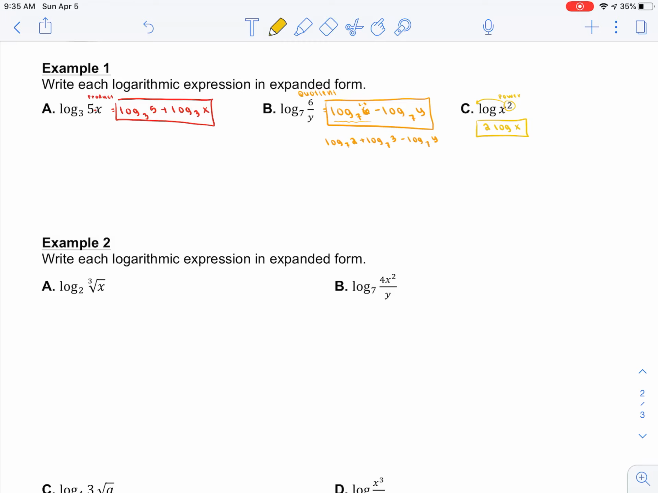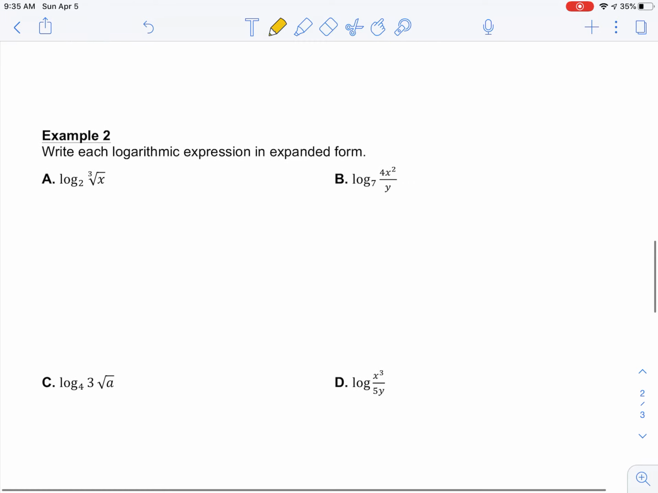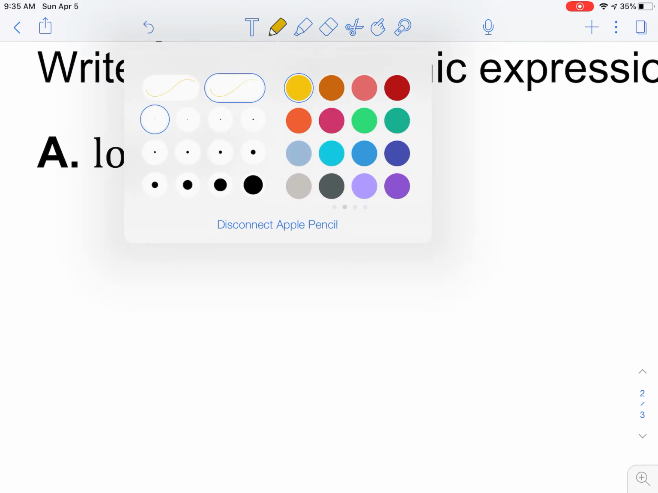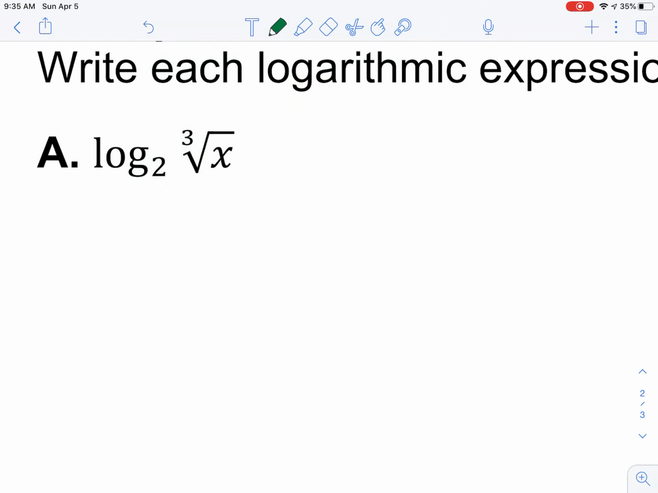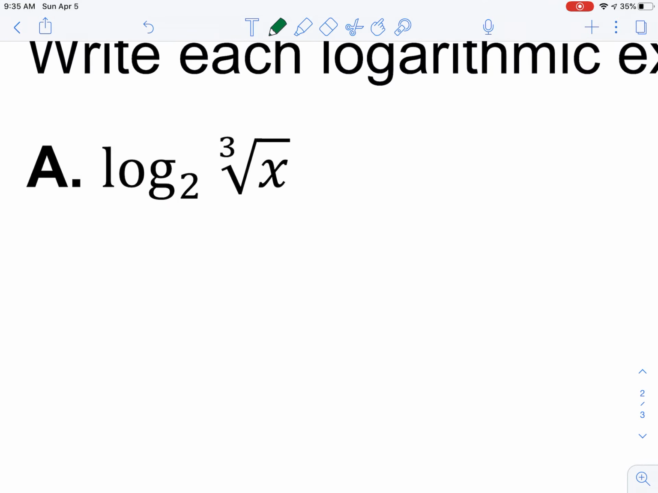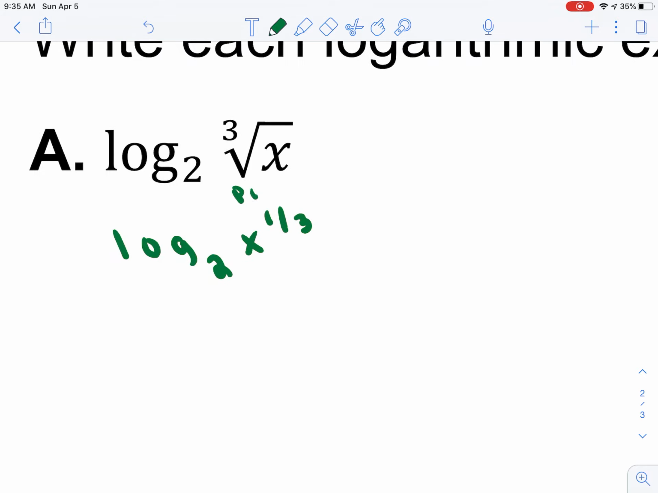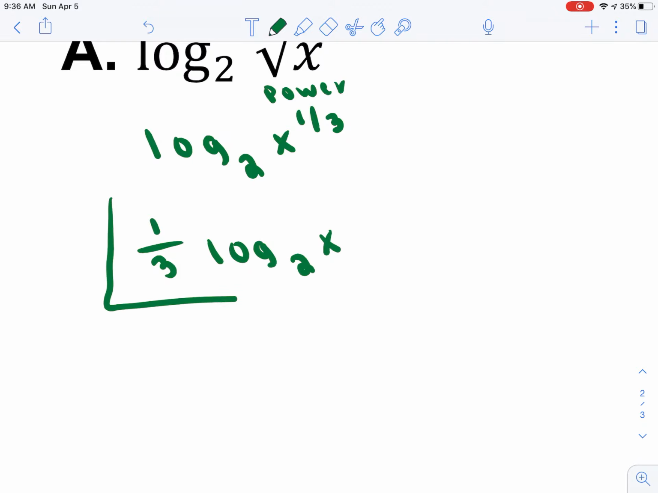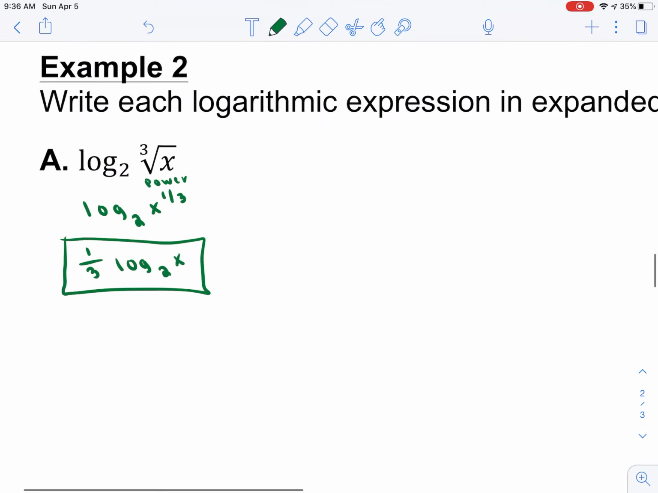Moving on to the next set, you're going to notice they are a little bit more involved. For these problems, we are going to be using the properties again and rewriting in expanded form. This first one, though, is tricky because it looks like we don't have any of those 3 properties. But if you remember, the cube root of x can be rewritten as x to the 1/3 power, and then we do have a power here that we can address. We can take that power and move it to the front, so I get 1/3 times log base 2 of x.